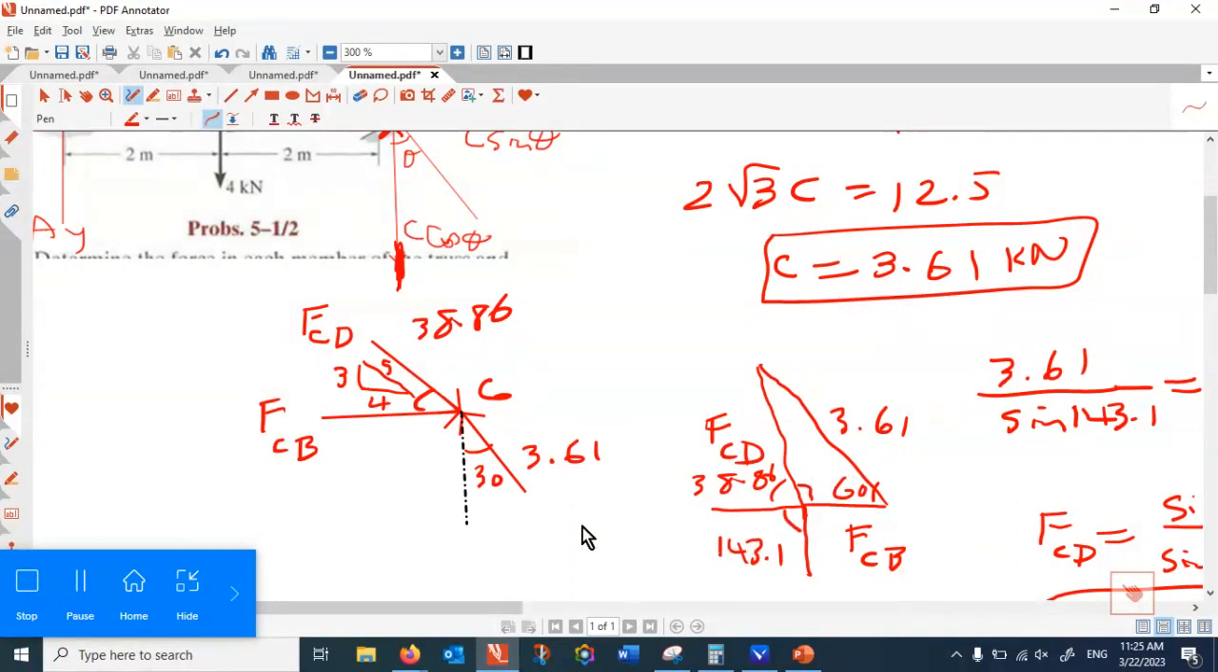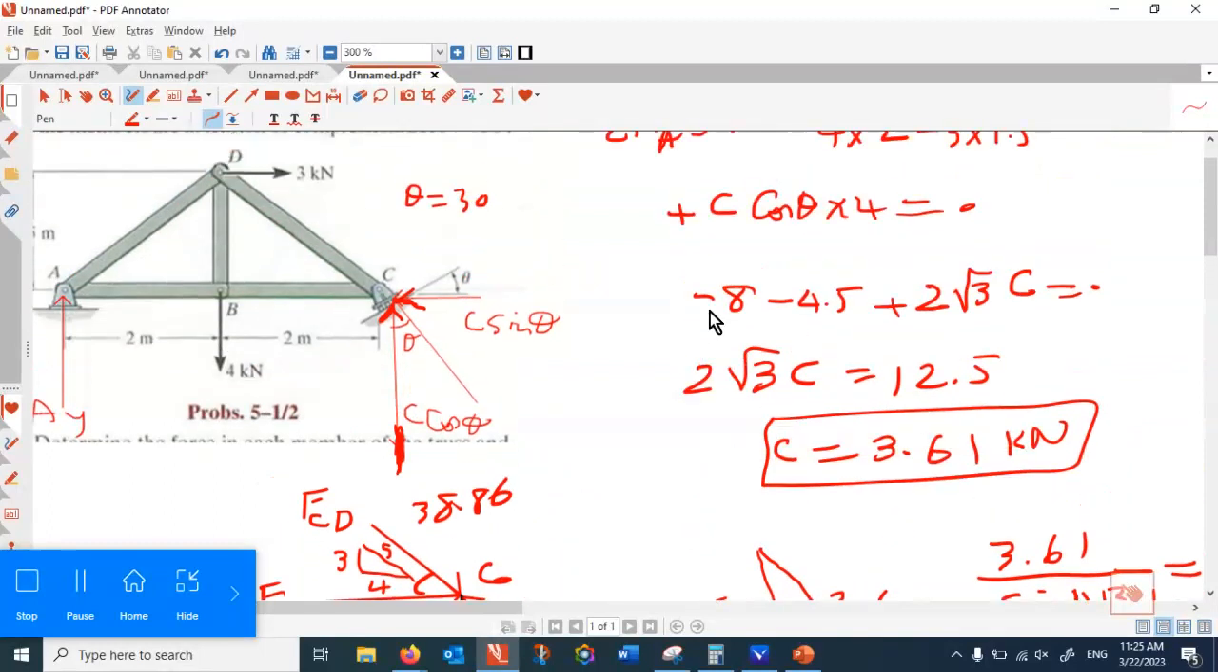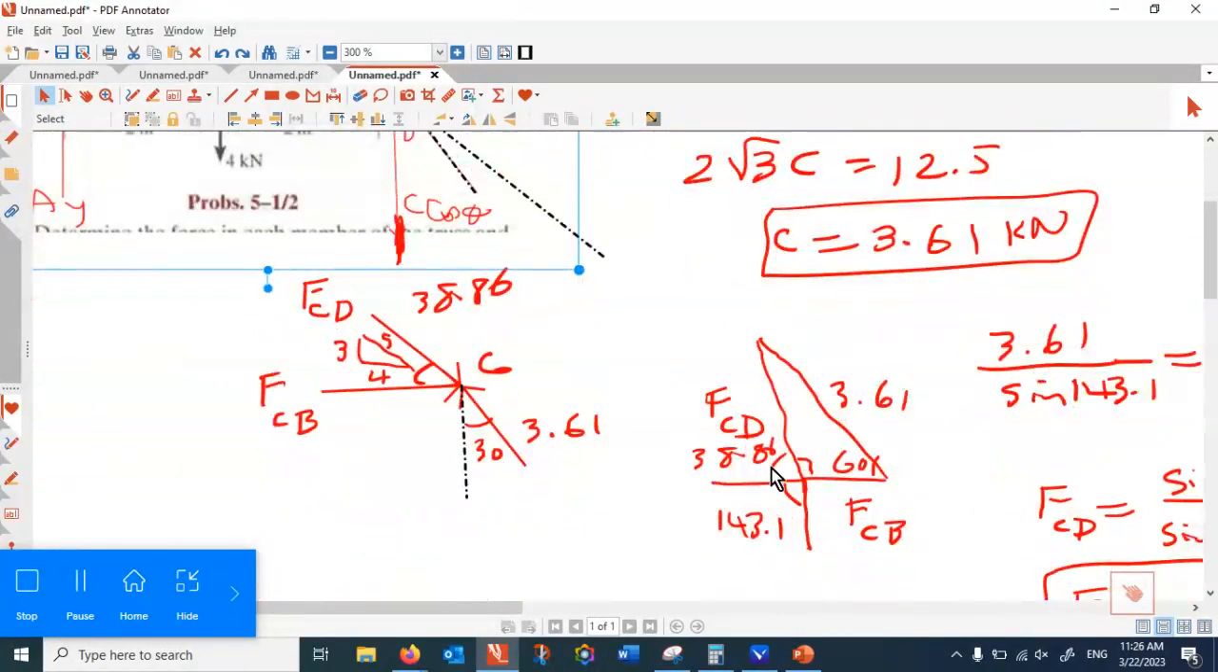How can you draw it? FCD is horizontal, and 3.61, but we just have to be careful. So this force, if I extend them here, you can see them clearer. So let me extend. That is the line of action for this one, right? This is the line of action for that one. Is this 30 degrees? It could be 60 degrees because this is 30. So let me draw that triangle again.